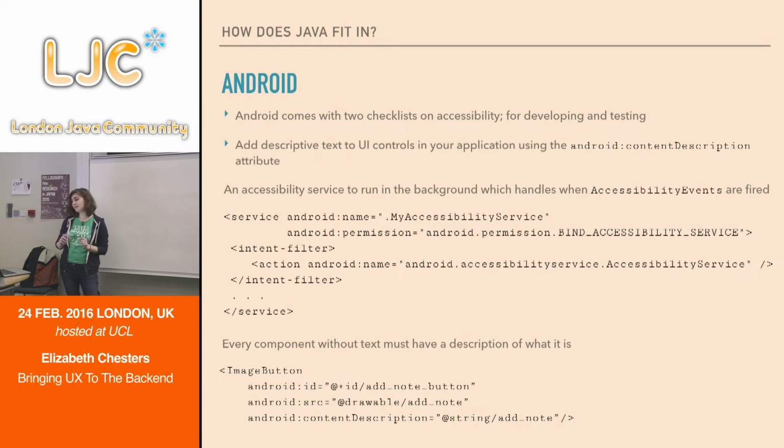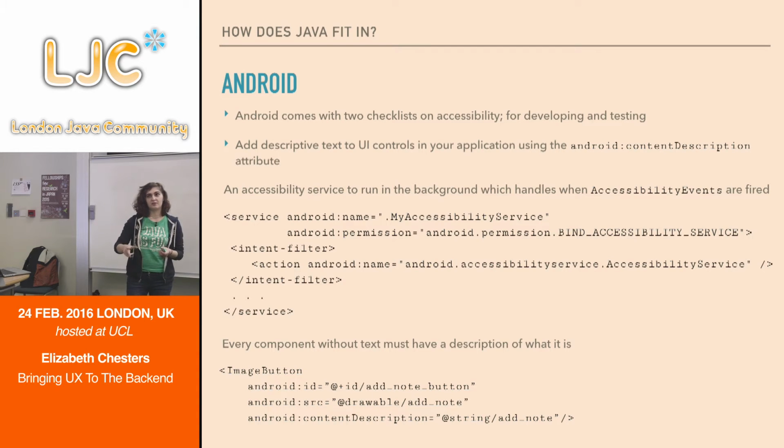You never know. And the third thing I wanted to look at in terms of Java was Android. They have 2 different types of checklists: one for when you're developing and one for how to test it.